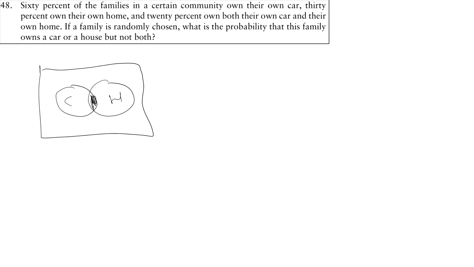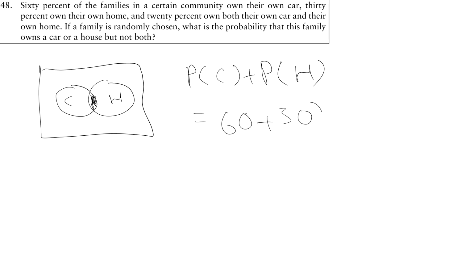So what is this? PC plus PH, you own your car, you own a home, is equal to 60 plus 30%, right? 60 plus 30% is equal to 90%. Now you have to reduce this part from it. So if you reduce this part, you get, as given, 20% own both home and car, so 70% own either car or home.